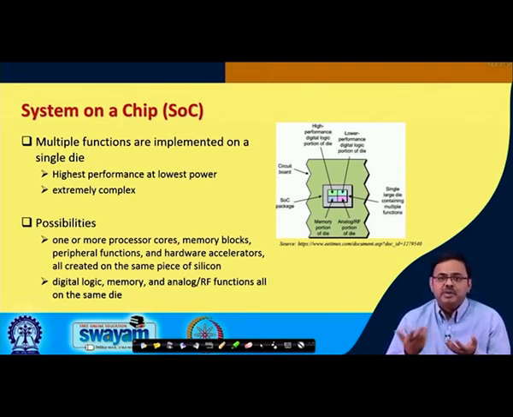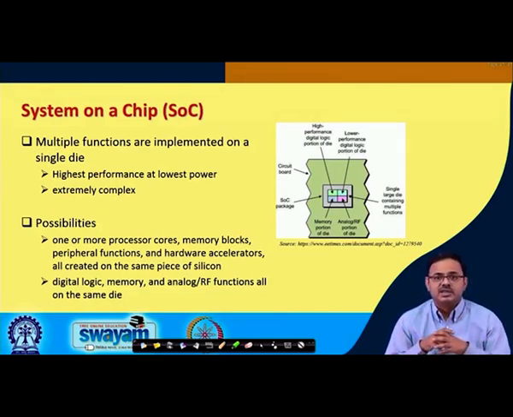That can vary depending on who you talk to, especially in the electrical domain. People will say various possibilities. One or more processor cores, memory blocks, other functions, hardware accelerators, all created on a single piece of silicon. Some people will say this is system on a chip: you have processor, memory, storage, some other functions, maybe a little bit of graphics, and a variety of stuff. Somebody may say digital logic, memory and analog functions all on the same piece of silicon. That is another way.